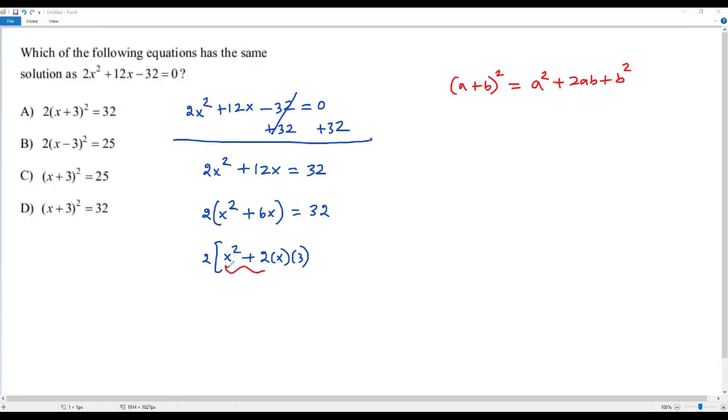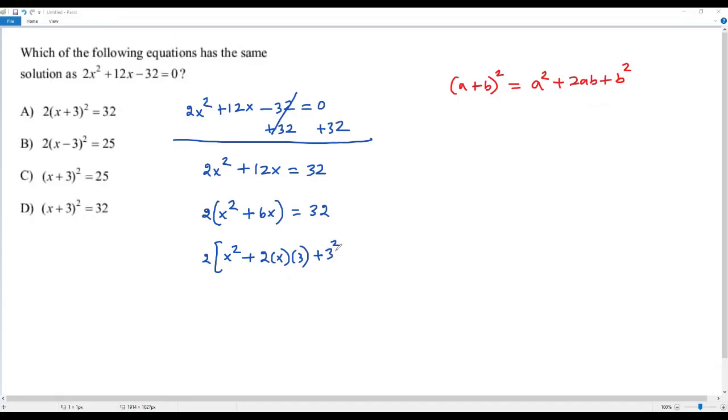Now let's consider the expression we have over here. It's exactly in the form of a² + 2ab. In the place of a, we have x, and in the place of b, we have 3. When I compare the trinomial over here with this one, what is missing? b² is missing. In the place of b we have 3, so we need 3². So I add 3².